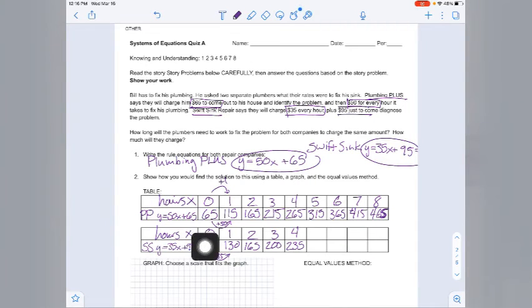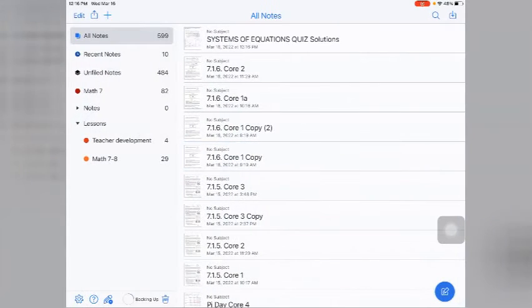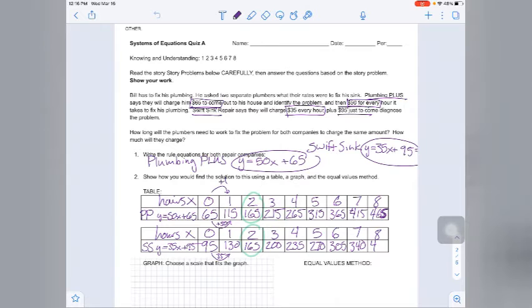So we can see that while they're more expensive at first, at 2 hours they both cost $165, and then afterwards Swift Sink is less expensive. Swift Sink is growing by a lesser rate. So 5 hours is less, 6 hours is going to be less, 7 hours is going to be less, and it's just always less after 2 hours with Swift Sink. So I guess it depends on what your problem is, who you want to pay here.